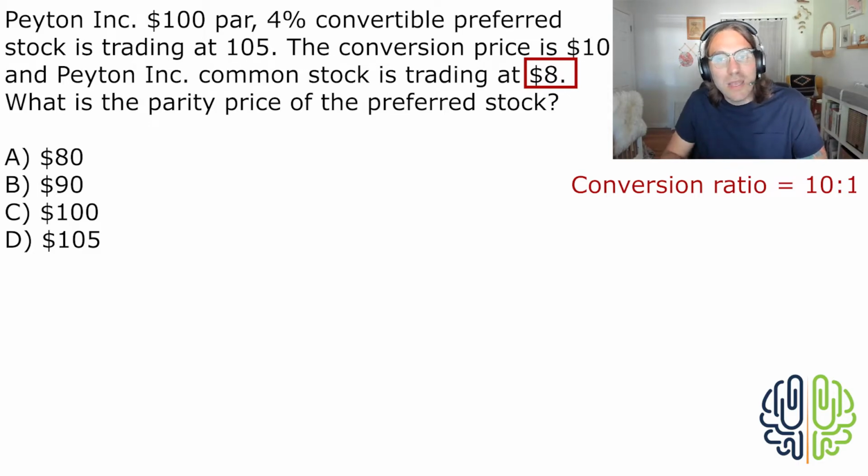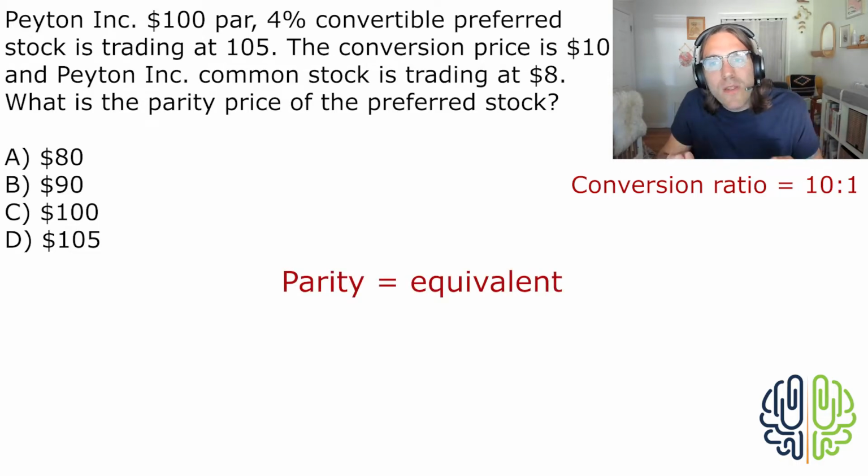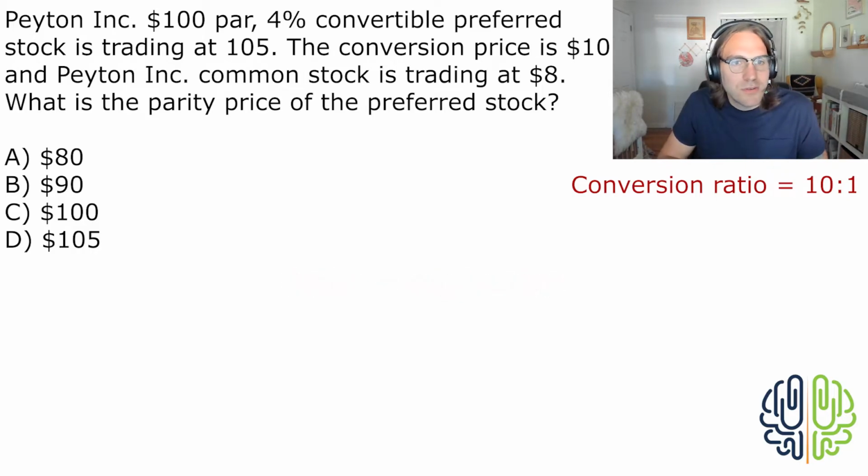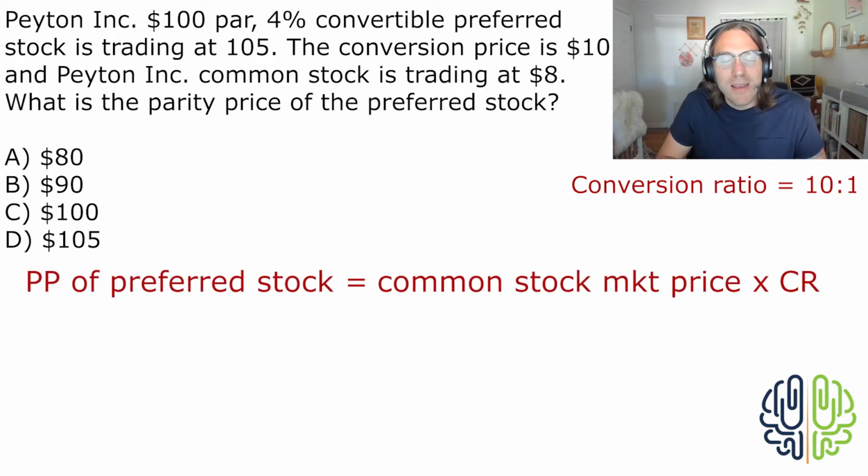So let's go ahead and look at the question again. What is the parity price of the preferred stock? Parity price can certainly seem like a complex topic, but let's try to demystify it real quick. The word parity basically means equivalent. We're trying to figure out what is the equivalent price of the preferred stock, assuming we're just looking at the conversion feature. And yeah, that might sound a little confusing, but let's first and foremost put the formula up on the screen. The parity price of the preferred stock is equal to the market price of the common stock multiplied times the conversion ratio. Now, of course, you could simply just memorize this formula, but let's talk about what exactly we're doing with this.